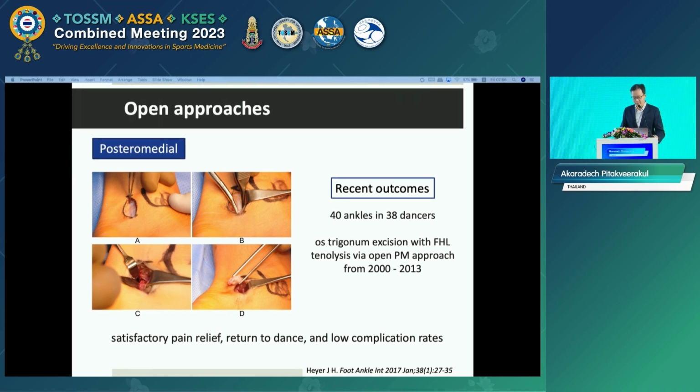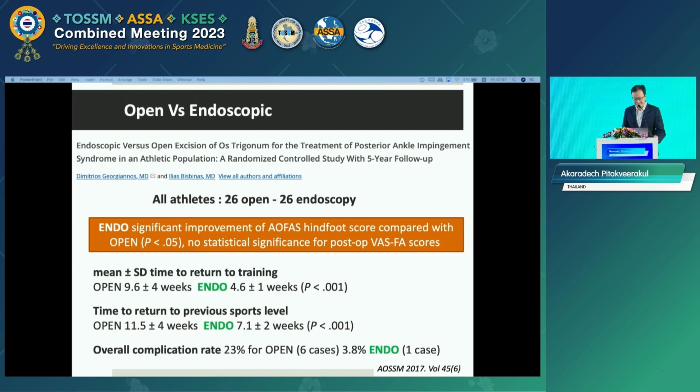Both PL and PM approaches are good, but the PL approach is usually recommended only for excision of the trigonum and PL process because it goes directly to the bone and there is no major neurovascular structure in the area except a small sural nerve. However, the PM approach is better when there is bony impingement accompanied by pathology in the FHL tendon or neurovascular bundle.